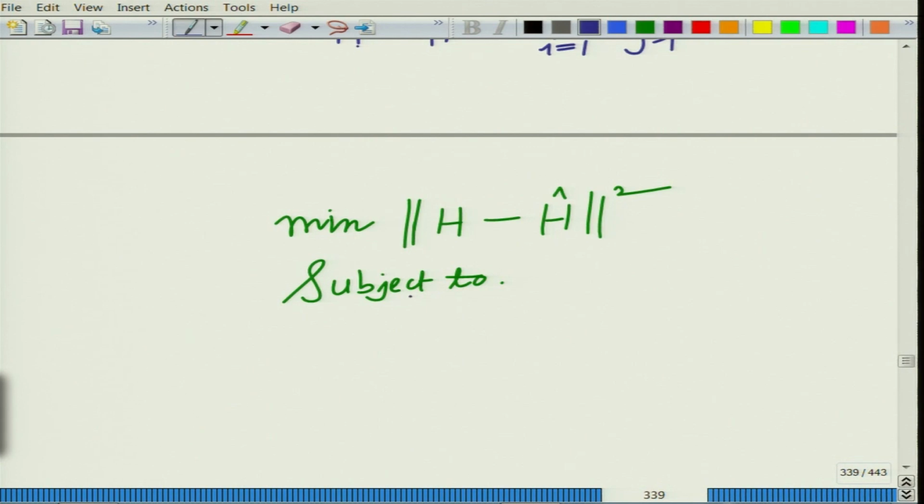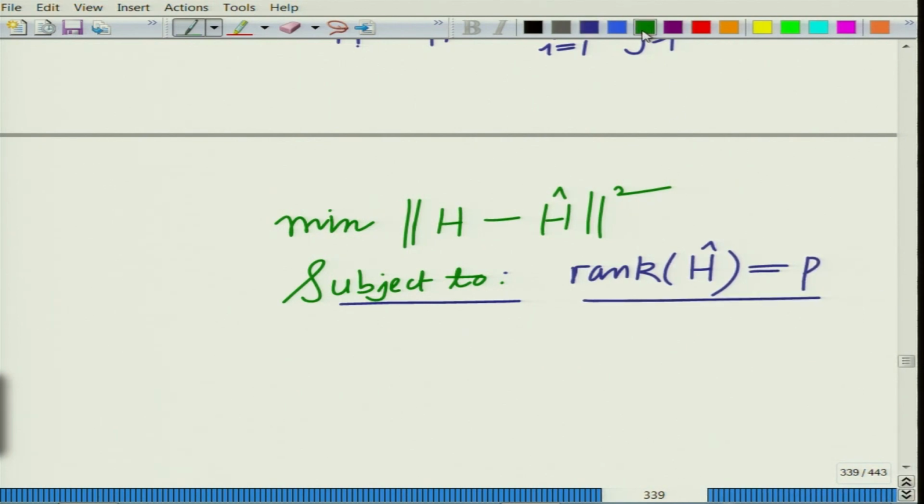What is this constraint? This is a very interesting constraint, unlike anything we have seen before. We want to restrict the rank of H hat to P, subject to the constraint, and P is less than or equal to, of course, to make this problem meaningful, P has to be less than or equal to the minimum of m comma n. The reason being that rank is anyway less than or equal to the minimum of m comma n.